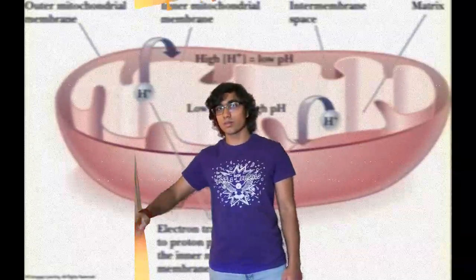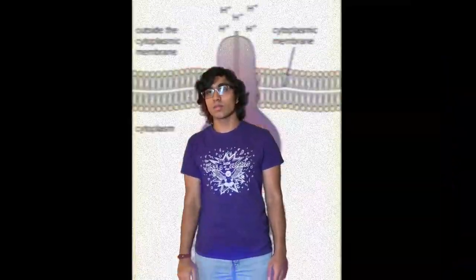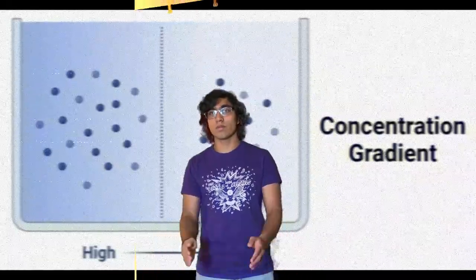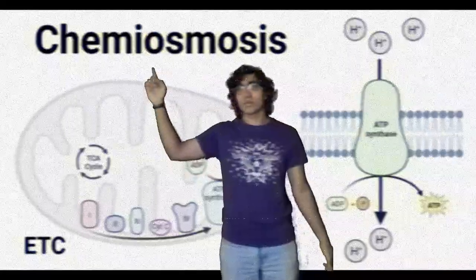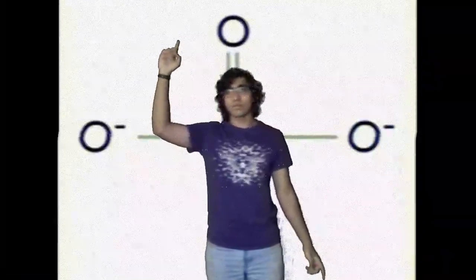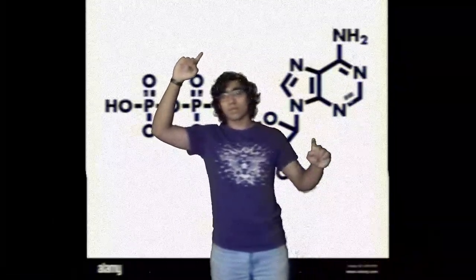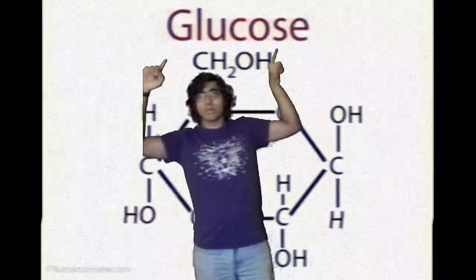The intermembrane space with low pH sends protons through ATP synthase, going down their gradient, yeah, it's chemiosmosis. The inorganic phosphate binds to the ADP, and now we find that the energy in glucose has been released and it's stored in the ATP.